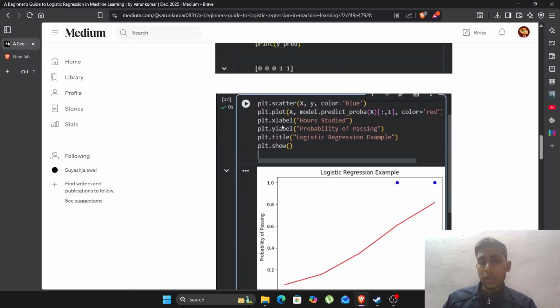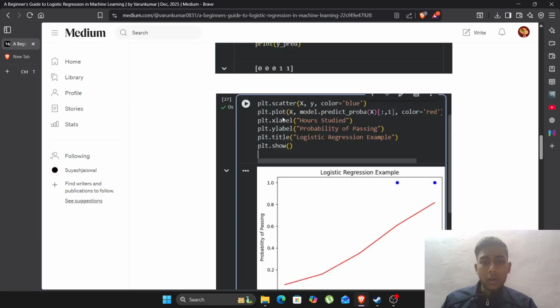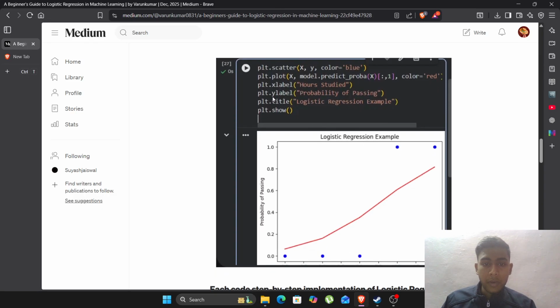And in the fifth cell: plt.scatter with the color blue, and plt.plot with x and model.predict, color equal to red, plot xlabel and ylabel, and the title will show. It will show the output by representing a graph plot. The plt.title means we have given the name here, and the y label is the y-axis, probability of passing, and our studies.